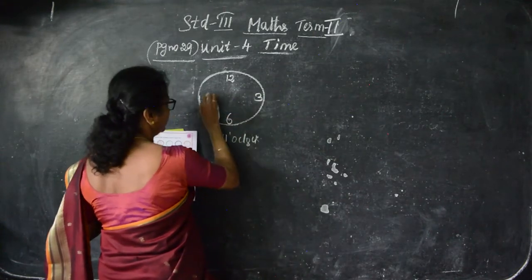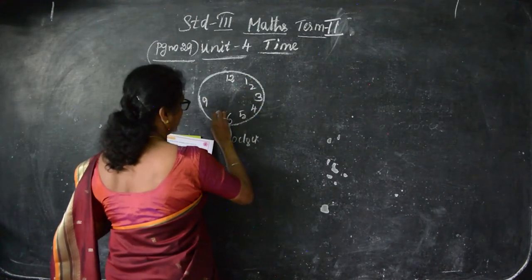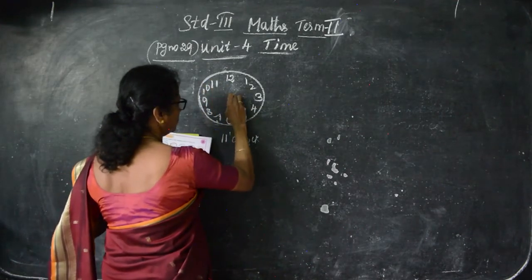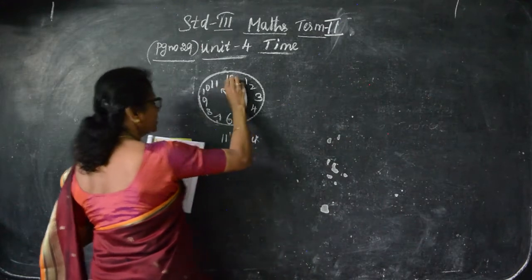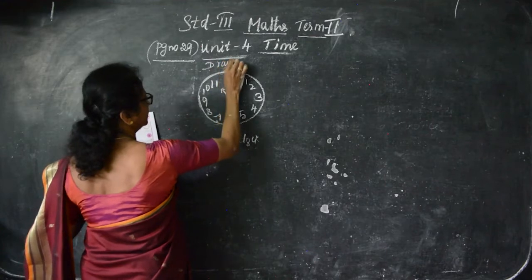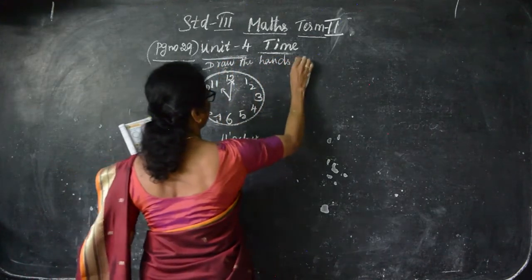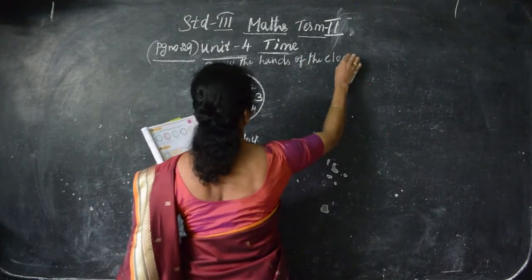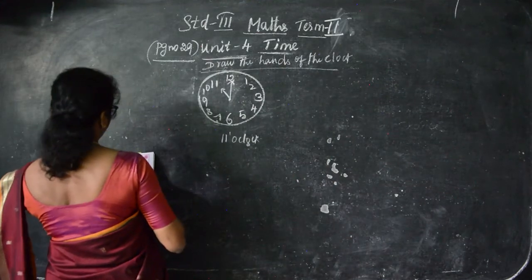So you have to draw the hour hand and the minute hand. So draw like this, put the numbers first. Okay, now 11 o'clock. So 11 o'clock is small hand is the 11 and big hand is the 12. So you have to draw the hands of the clock. Okay, now will you do the remaining, children?